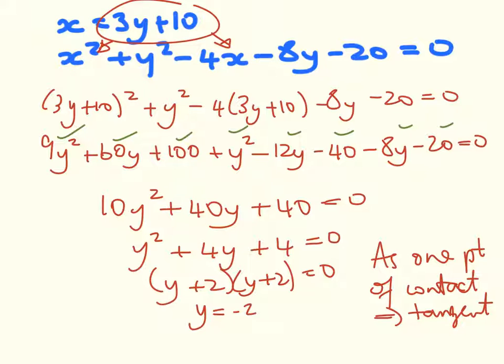What is the point of contact? Well, we know the y coordinate is -2. We've got that here. How do we get the x coordinate? We go back up to the very first thing, way back up at the top of the page here. Substitute the y number in there, and that would then lead to the x number being 4. So the point of contact is 4, -2.